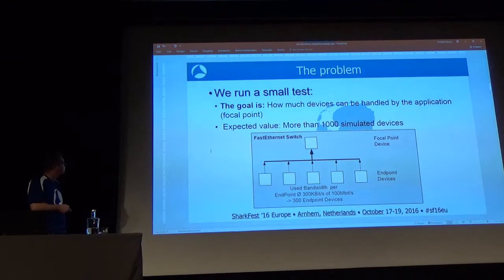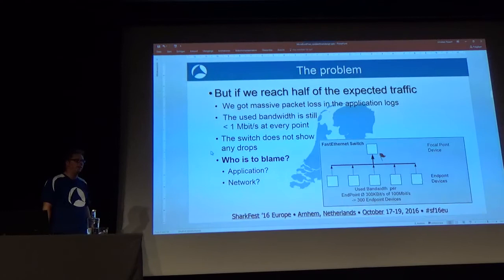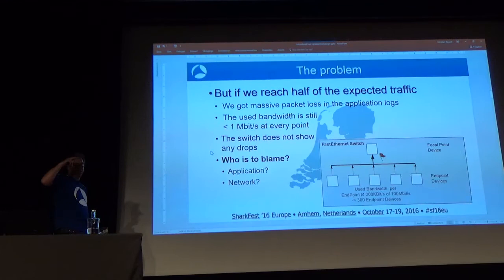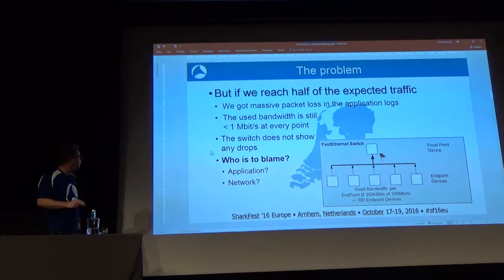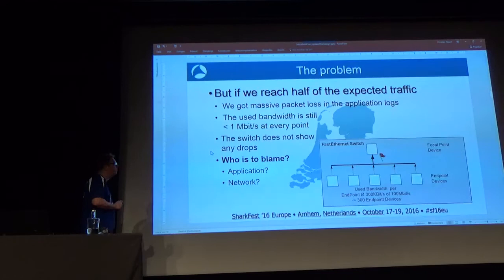But then we began to wonder. At half of the expected traffic, meaning 500 clients, we got massive packet loss. The end devices began to terminate the sessions. So massive packet loss began. And the used bandwidth is still below 1 Mbit in a 100 Mbit network. And the switch does not show any drops.